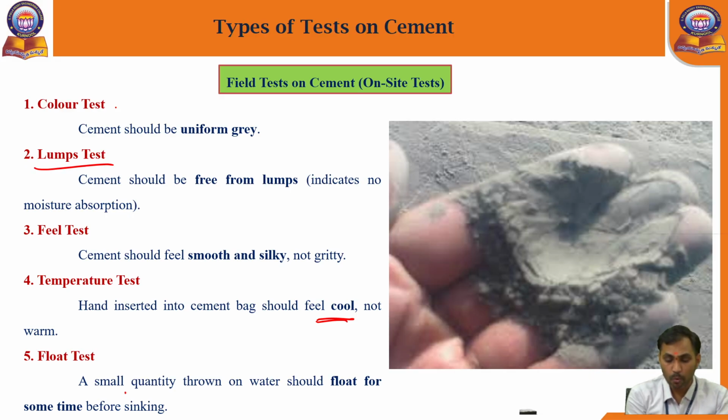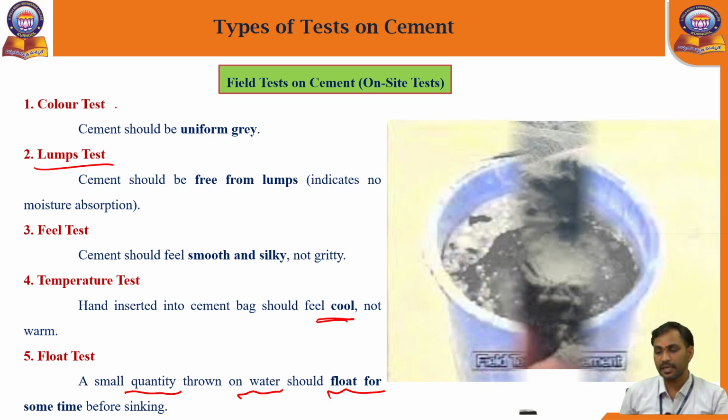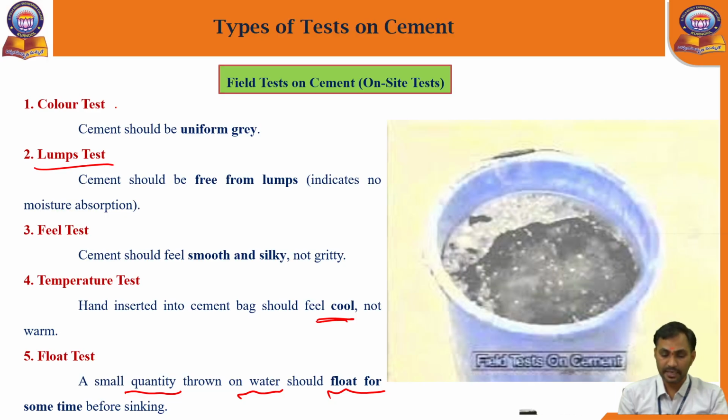Take a small quantity of cement and throw it onto water; it should float for some time before sinking. This is the field test, the floating test of cement. Just collect one bucket of water, then collect some cement and throw it into the water stored in the bucket. The cement should float on the water for some time, and after that it slowly sinks. That is the type of field testing conducted.